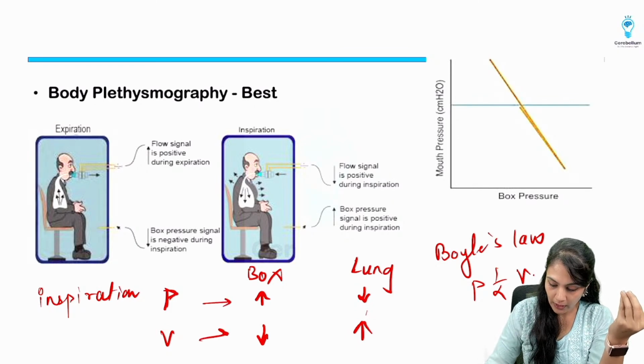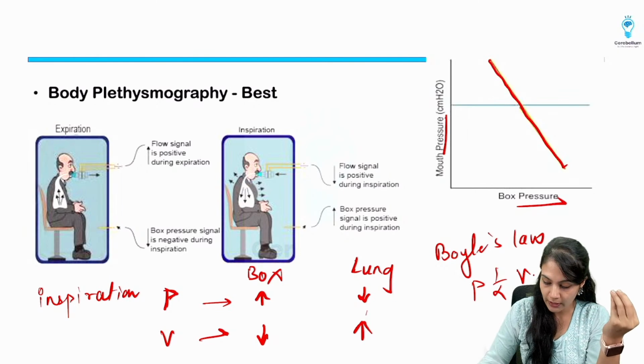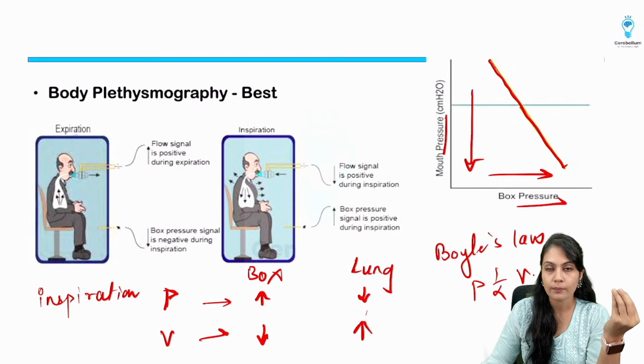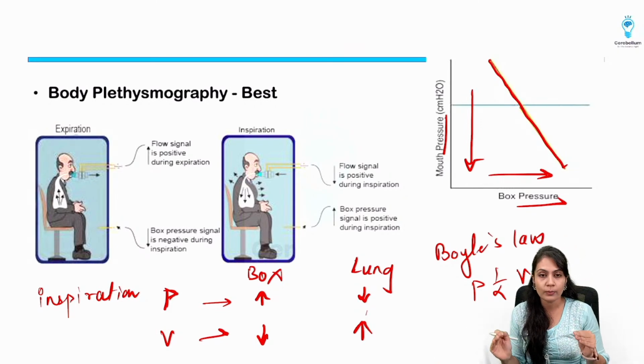So if we plot the graph of the box pressure versus the mouth pressure, you can see that the graph is inversely proportional. If you increase the box pressure, definitely the mouth pressure is going to decrease, and vice versa. This is the only thing you have to remember.